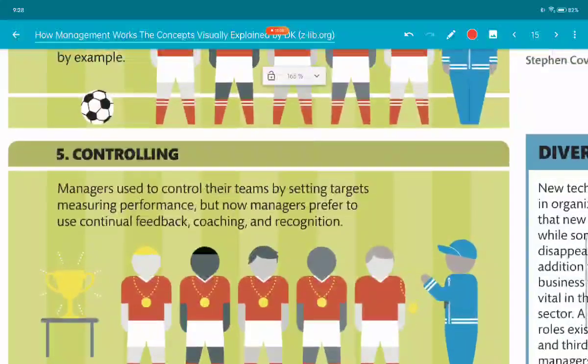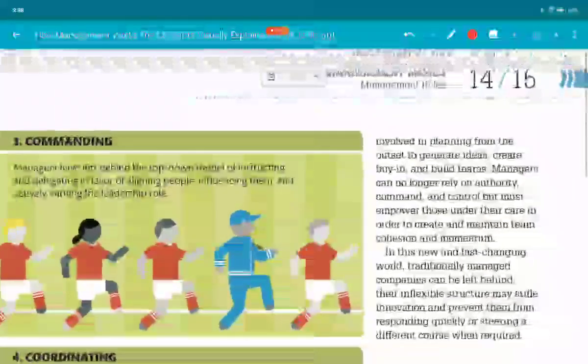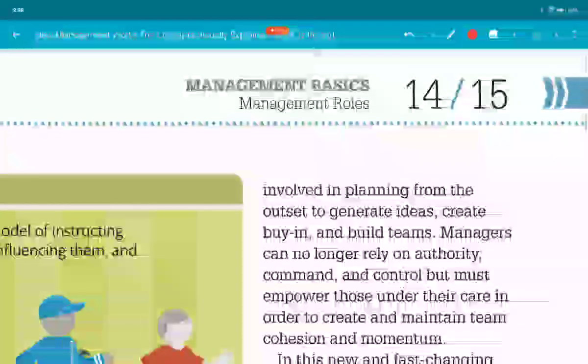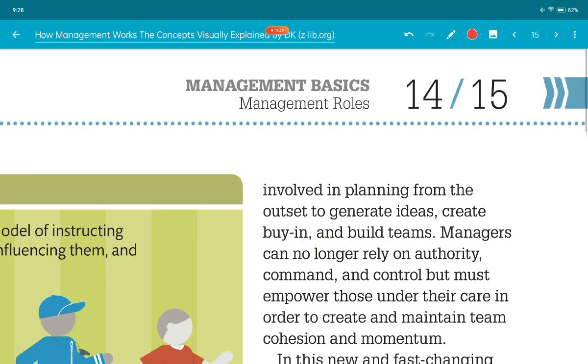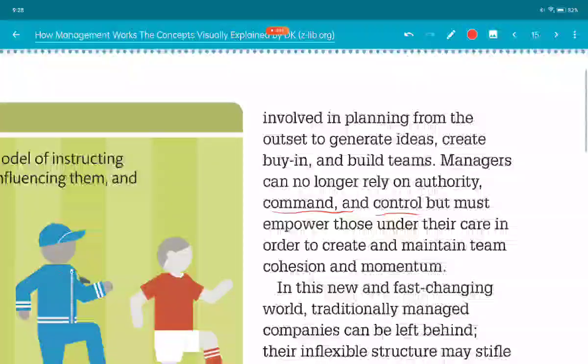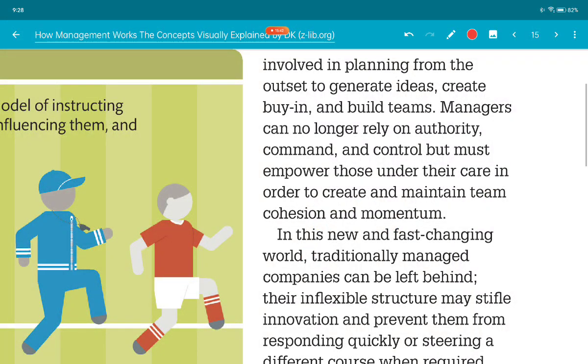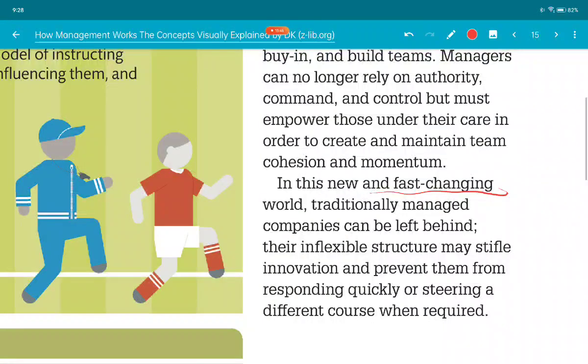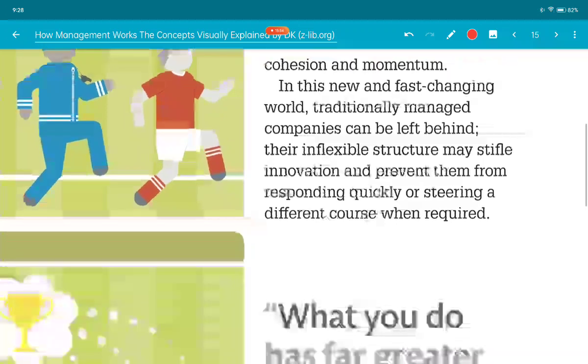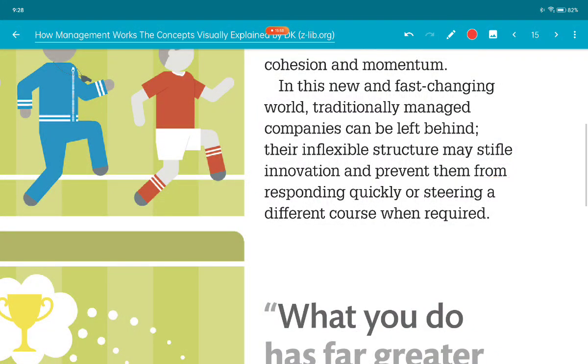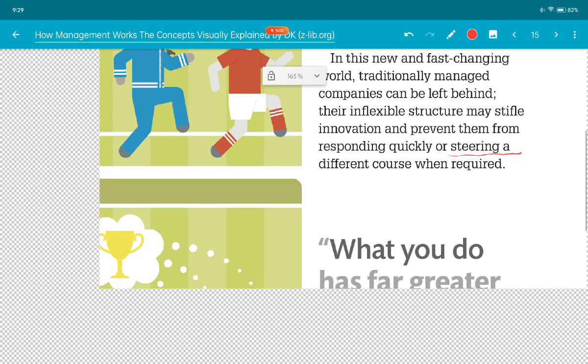Controlling. Managers used to control their teams by setting targets and measuring performance, but now managers prefer to use continual feedback, coaching, and recognition. Involving the team in planning generates ideas, creates buy-in, and builds teams. Managers can no longer rely on authority, commands, and control, but must empower those under their care in order to create and maintain team cohesion and momentum. In this new and fast-changing world, traditionally managed companies can be left behind, and their inflexible structure may stifle innovation and prevent them from responding quickly or setting a different course when required.